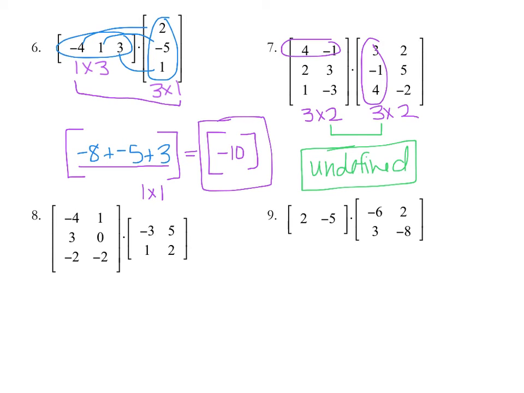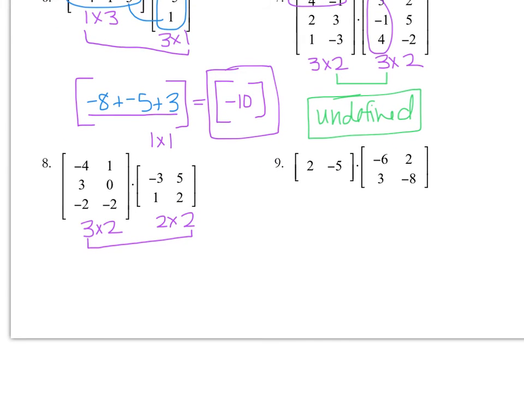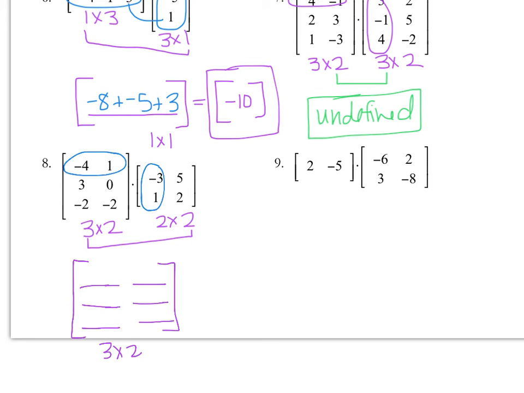All right, looking at number 8, this one is 3 by 2. This one's 2 by 2. This time those inside ones do match, so I'm looking at those outside ones. The size of my answer is going to be a 3 by 2, so it's going to look just like that first matrix. Probably need more space. 3 by 2, so 3 rows and 2 columns. So then we're just doing first row times first column to get the first answer.